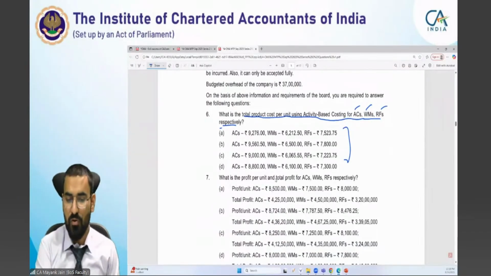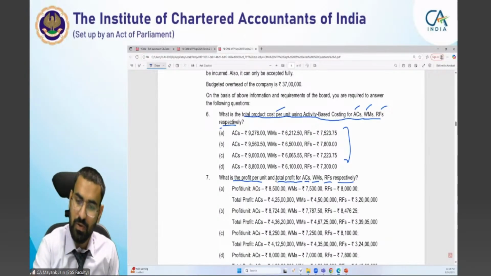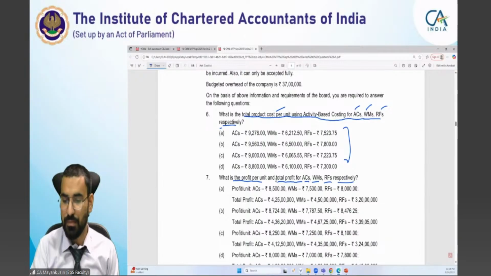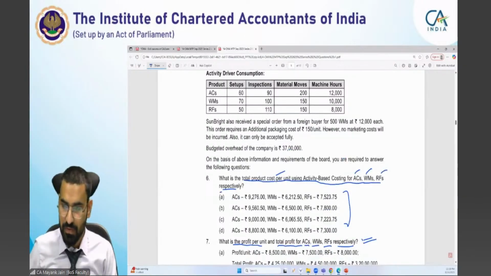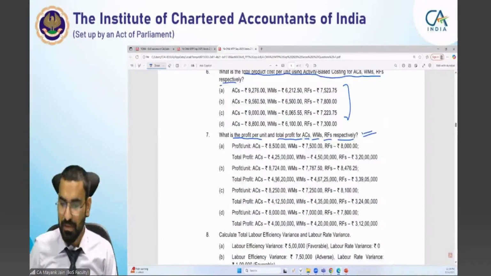What is the profit per unit and the total profit for ACs, washing machine, refrigerators respectively? जब हम कॉस्ट कैलकुलेट कर लेंगे उसके बाद हम अपनी प्रॉफिट पर यूनिट कैलकुलेट कर लेंगे very easily. If we are given the sales value, I don't know whether we are given the sales value or whether we are given the profit percentage.